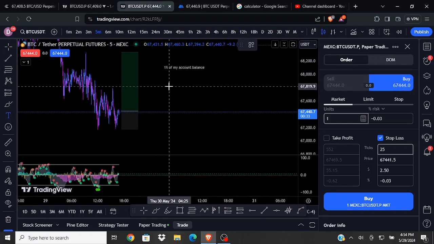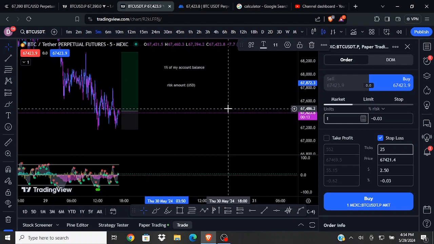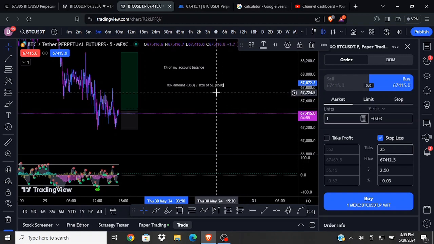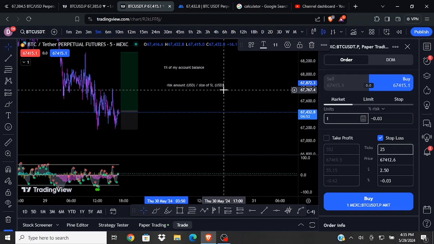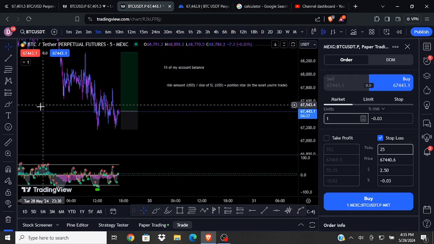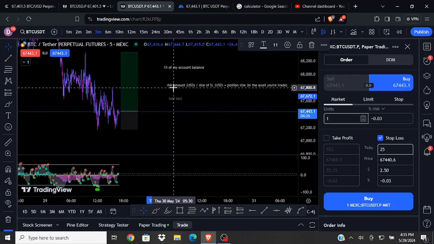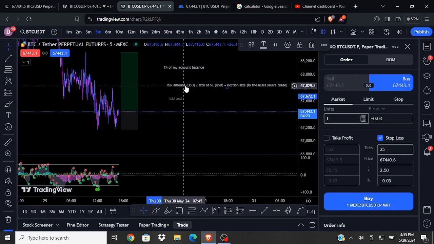So essentially the formula here is risk amount in USD divided by the size of your stop loss in USD, and I will clarify this in a second, equals your position size in the asset you are trading. And so very quickly, let's fill out this formula. So what is my risk amount in USD?